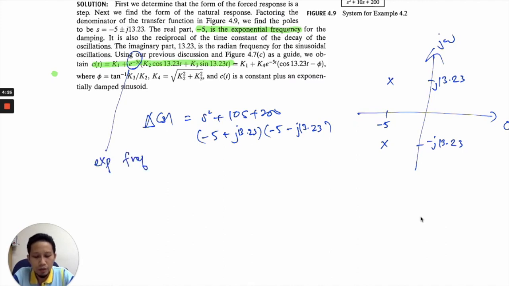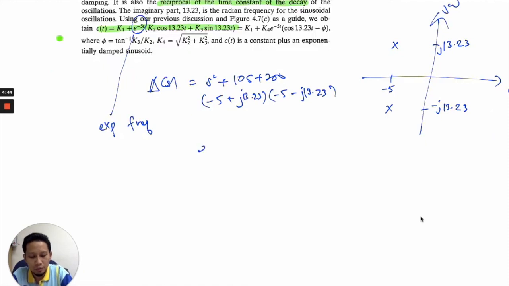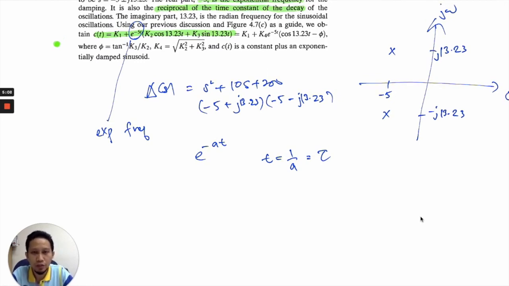The exponential frequency is also the reciprocal of the time constant of the decay of the oscillation. Remember the time constant comes from e to the negative at. When we take the time constant, we want t equals 1 over a. That is why it is said that the exponential frequency is the reciprocal of the time constant. Reciprocal means 1 over a.